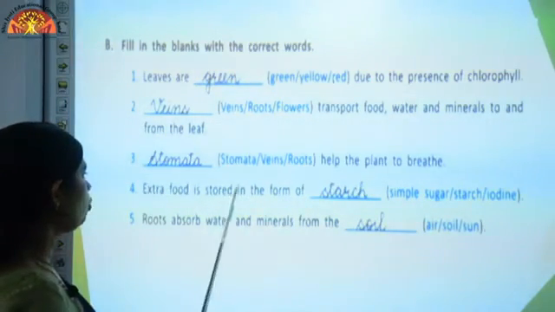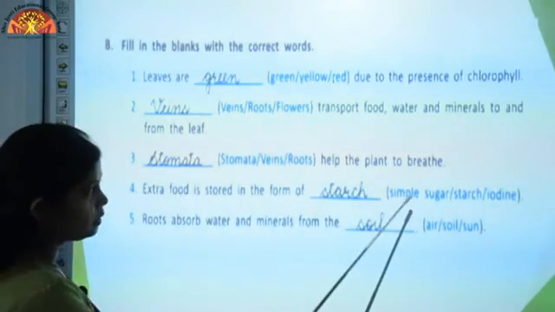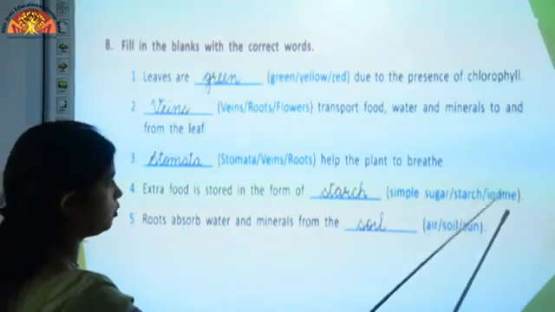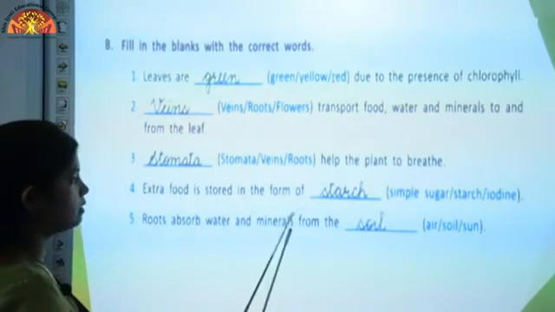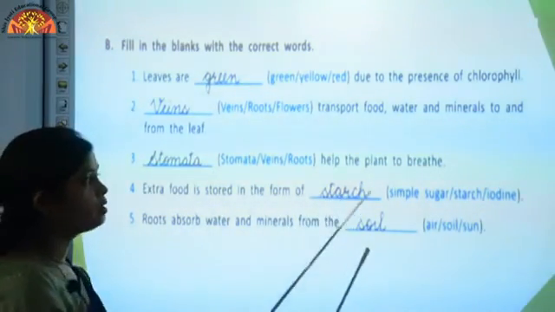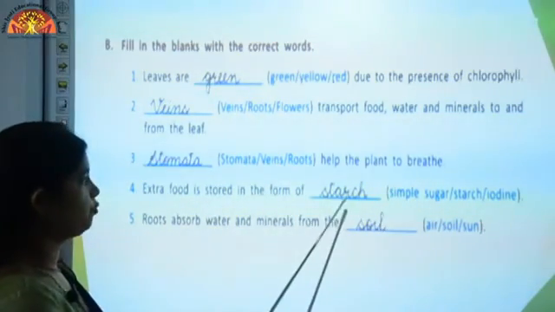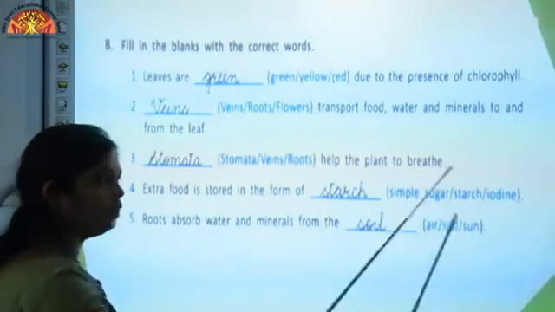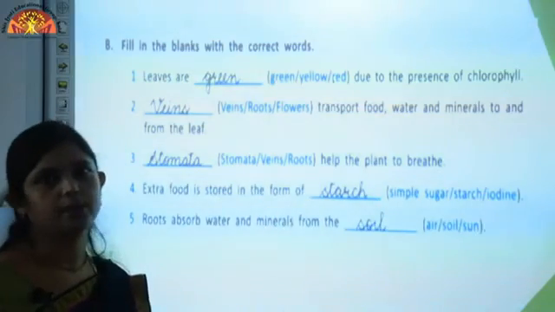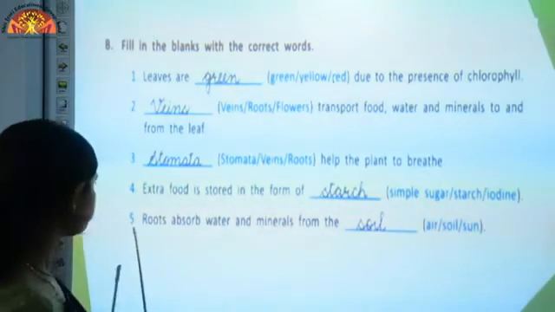Extra food is stored in the form of dash, simple sugar, starch or iodine. So here the correct answer is starch because food is prepared in form of simple sugars, it is stored in form of starch and iodine is used to test the presence of starch.